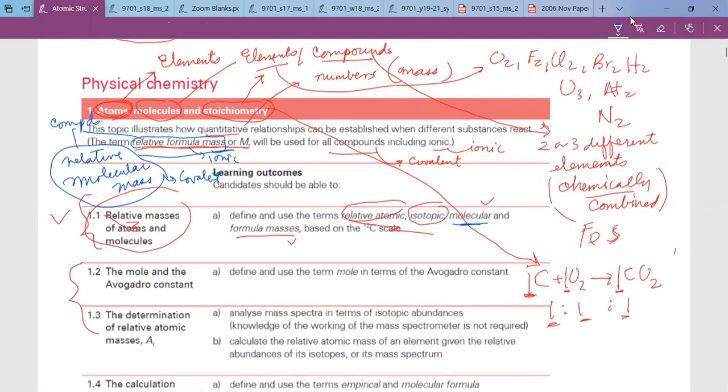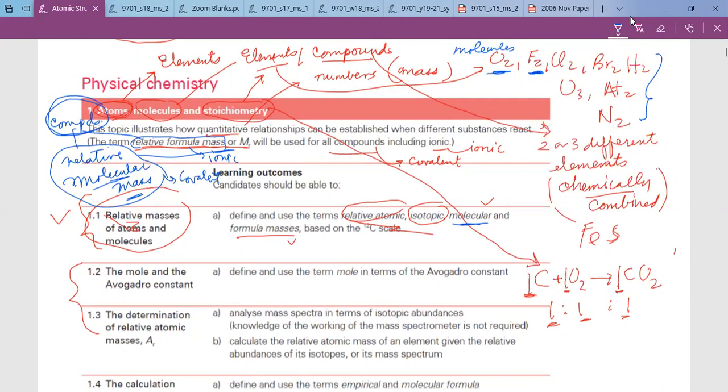The only time relative molecular mass is used for elements is for things like F2 and Cl2, diatomic elements. They are molecules, so they use relative molecular mass for these. But normally they are used for compounds. To differentiate ionic compounds and covalent compounds, they use formula mass and molecular mass. But now, as you see in the marking scheme, they put the two together.